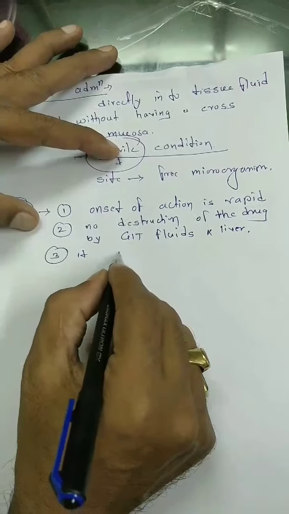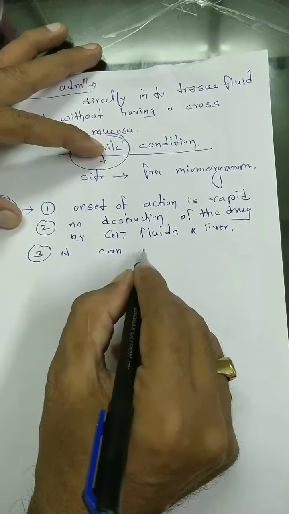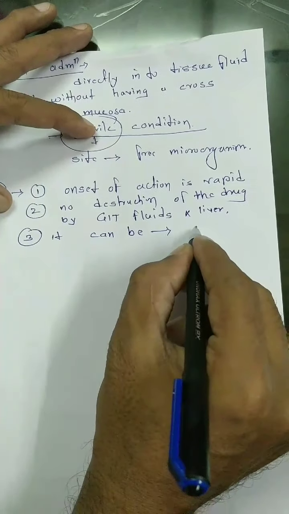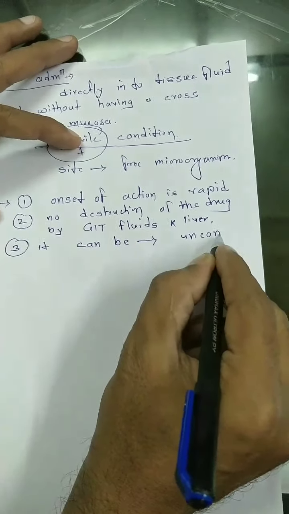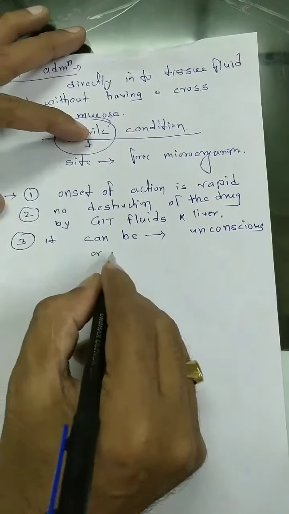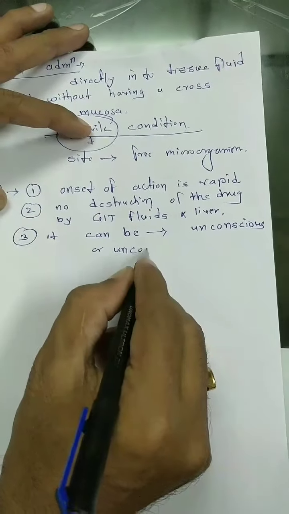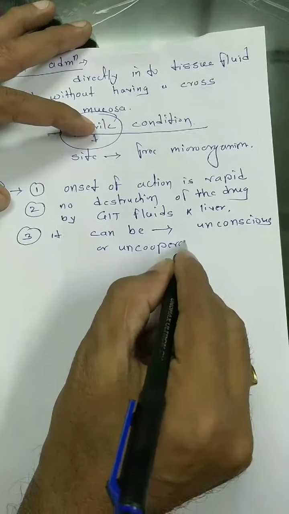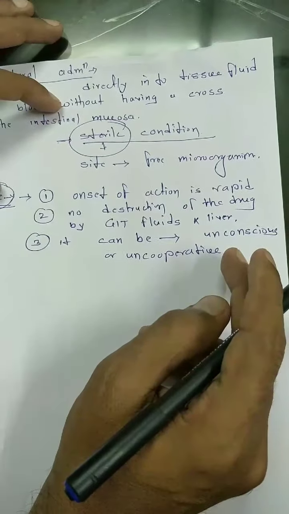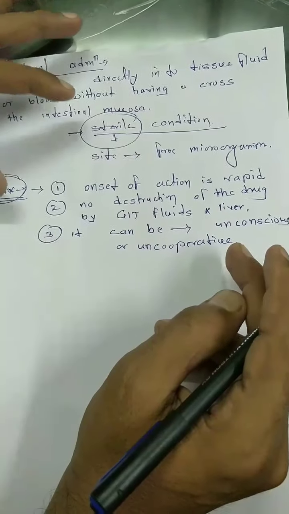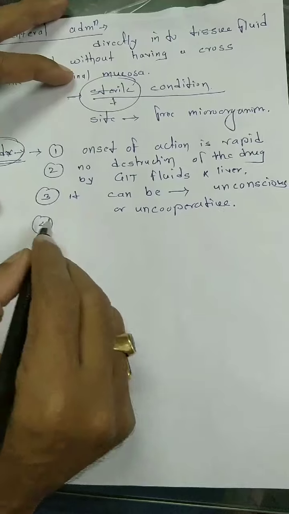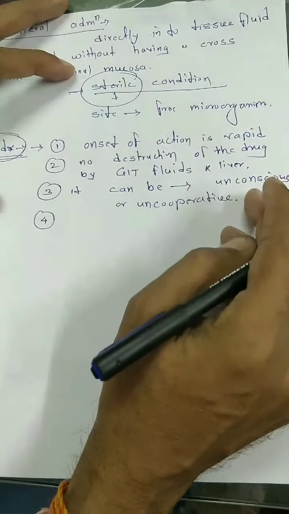The third: it can be used for an unconscious patient or uncooperative patient. This patient may be in a coma and doesn't have any consciousness. Such a patient is treated by that route. This route is used in emergencies also.